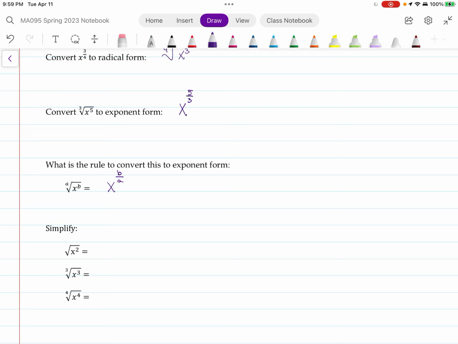So the square root of x squared is x. The cube root of x cubed is x. The 4th root of x to the 4th is x. So the nth root of x to the n is x. That's the rule.